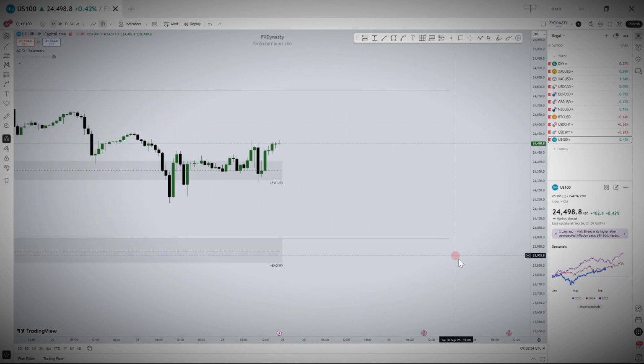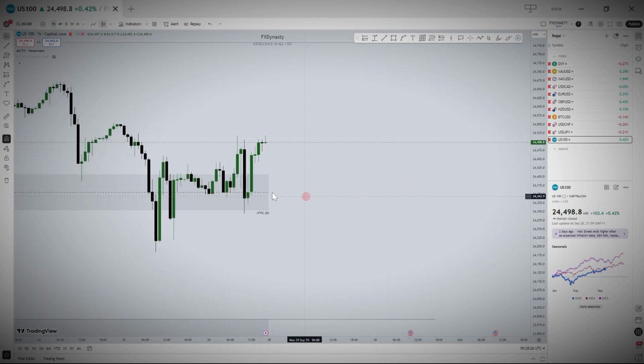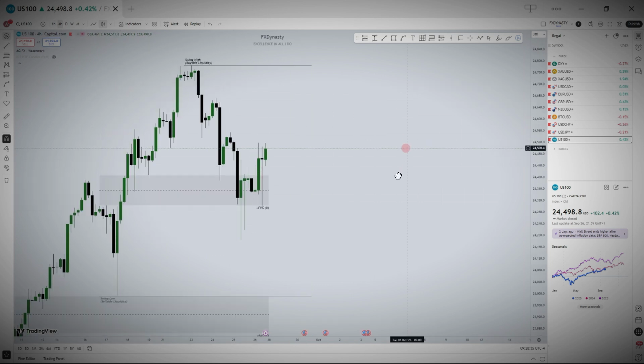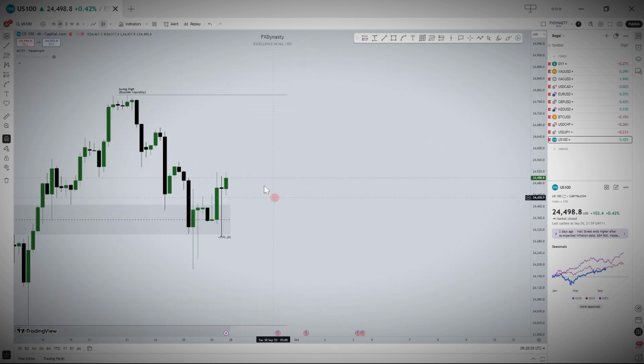So if you look at the 1 hour time frame, we already have a fair value gap, but I don't want to trade this fair value gap. I want a 4 hour fair value gap, which is very strong, and that is what I'm just looking for. 4 hour fair value gap, take an entry and target this high.